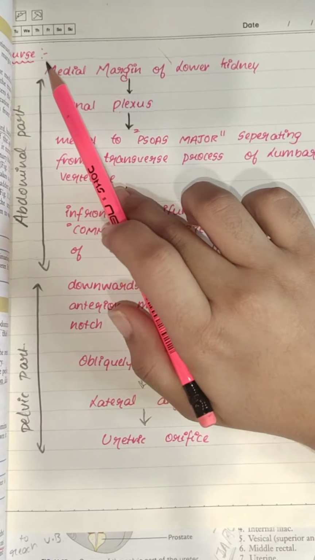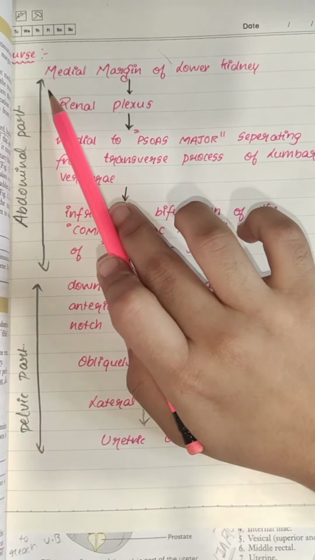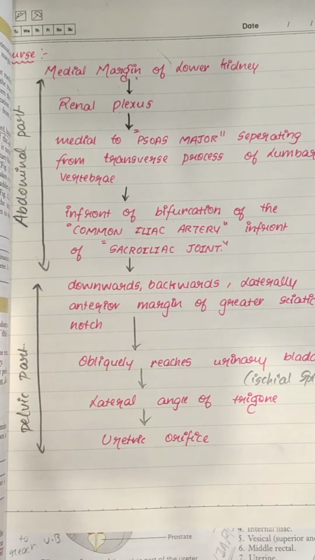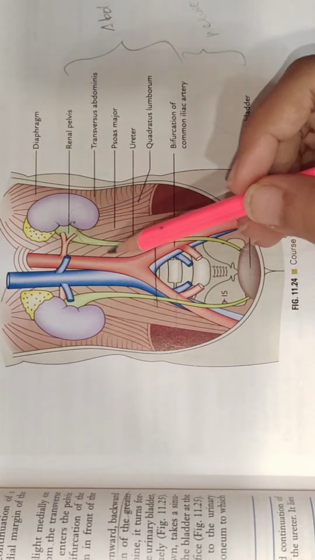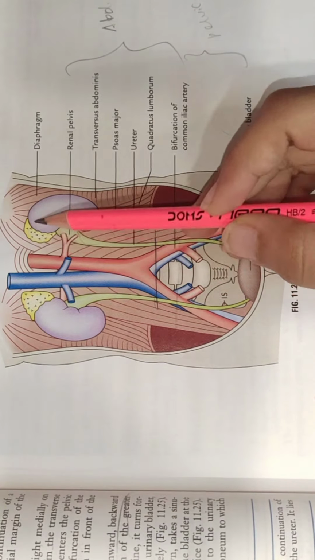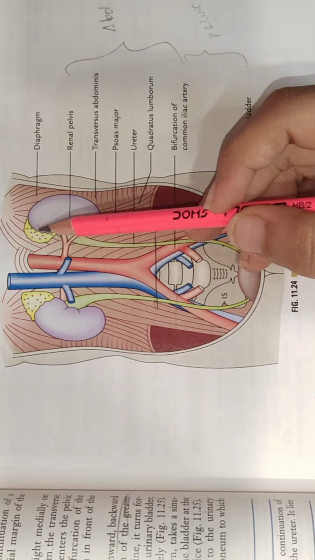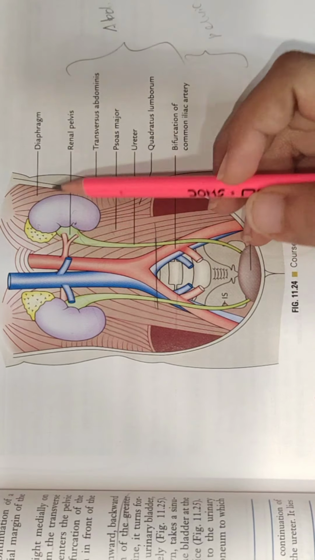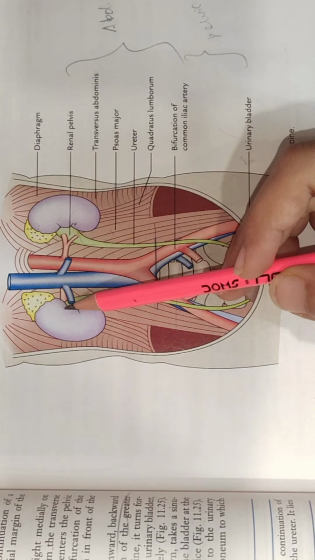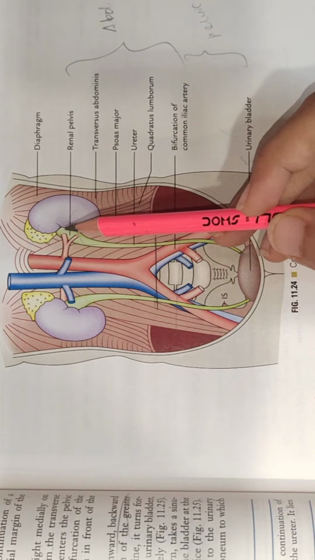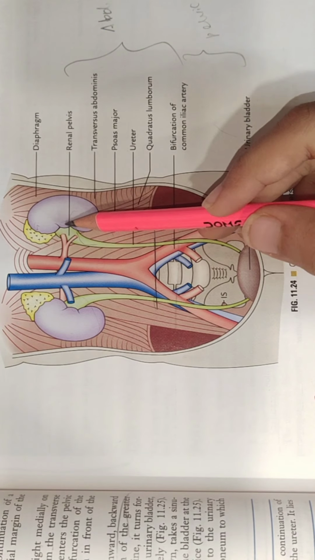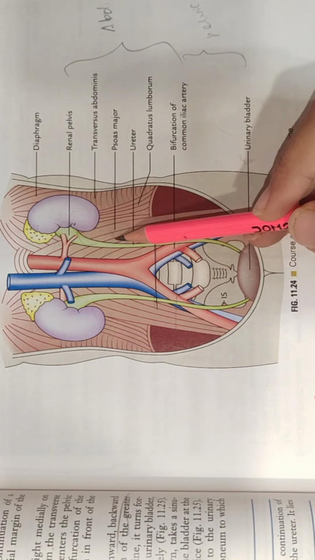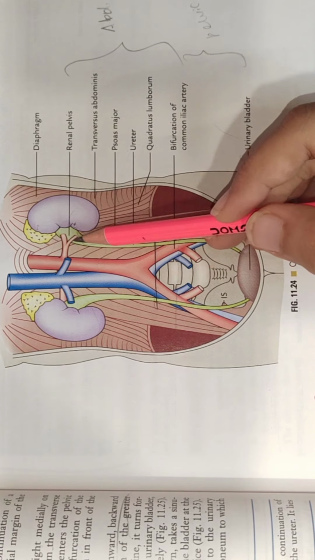First point, course. It begins from the medial margin of the lower kidney. As you can see in this diagram, this is the suprarenal gland present on the left and right side. This is the right kidney, which is slightly lower than the left kidney. You can see the beginning of the ureter on the right and left side of the kidney. So the ureter begins at the medial margin of the lower kidney.